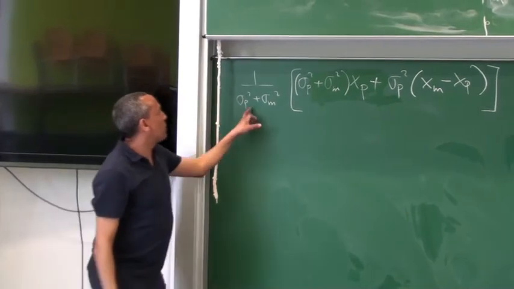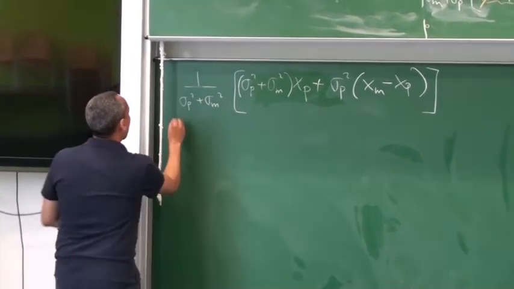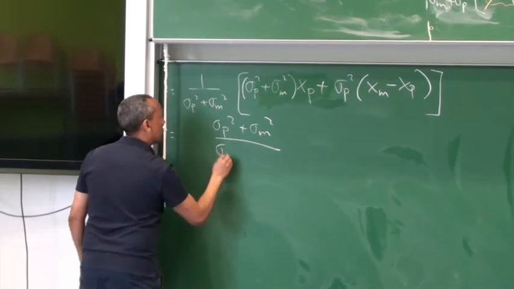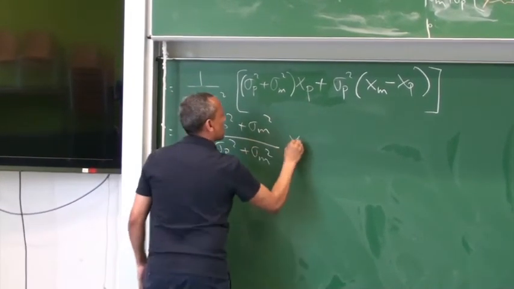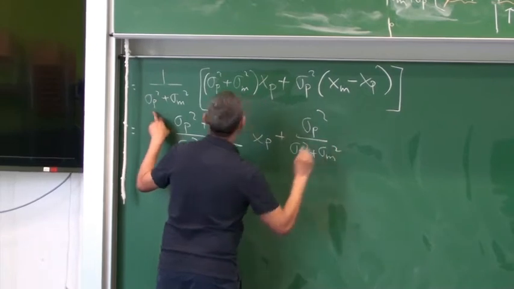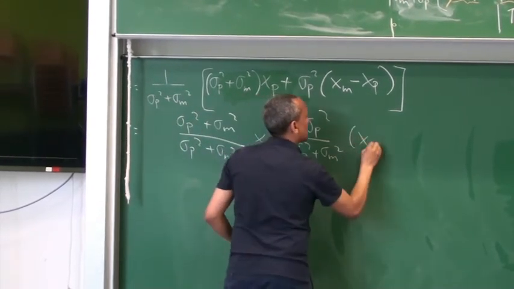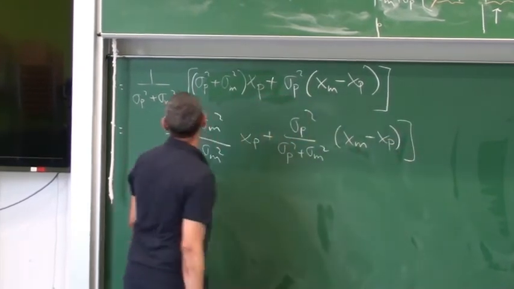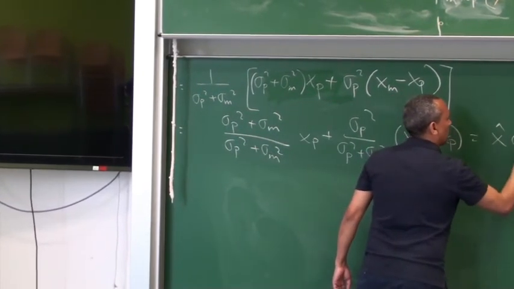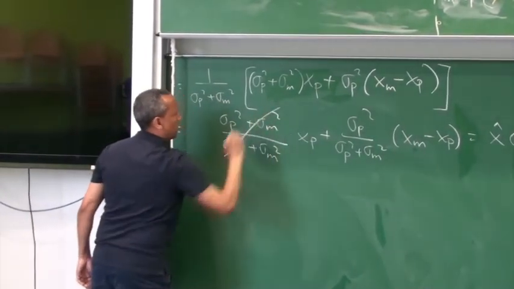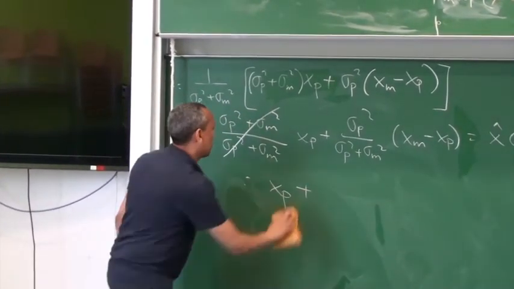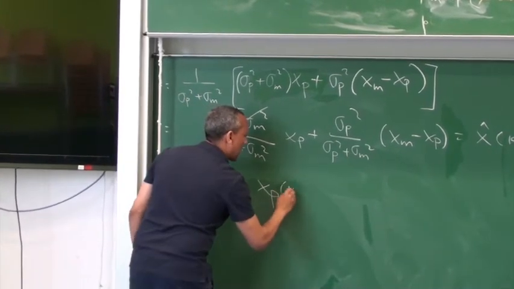Okay? Now if we put this back, here we have sigma p squared plus sigma n squared over sigma p squared plus sigma n squared times xp plus sigma p squared over sigma p squared plus sigma n squared, and for this we have xn minus xp. So this is, we don't need this one. So this is the best estimation for time k. So this is going to be 1. So what we have is xp, now we can put k. Sorry, yes. So this is k plus.